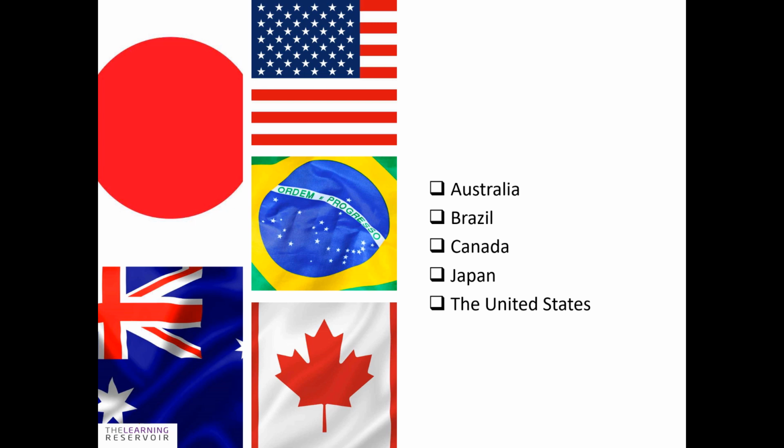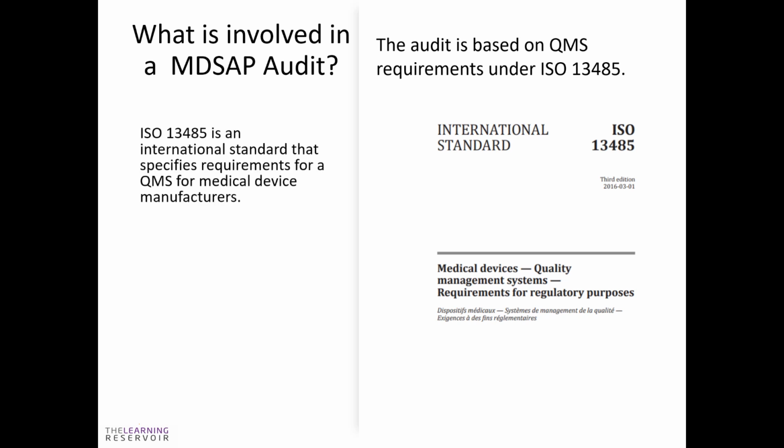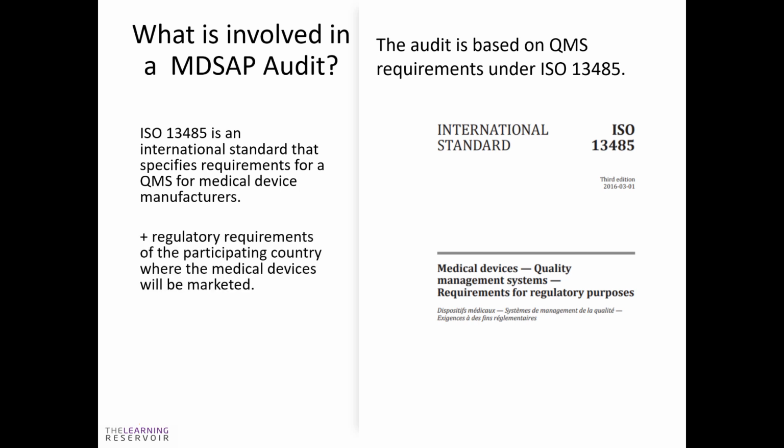But to implement MDSAP in your organization, what does that mean? So what is involved in an MDSAP audit? Well, you're being audited against the ISO 13485 standard, which is the international standard for medical devices quality management systems. So when you're audited, you'll be audited against this standard to check you have the requirements that are in that standard in place, but also the regulatory requirements for the participating country where the medical devices you are selling are marketed. So if you sell your products into those 5 different jurisdictions, when you undergo an MDSAP audit, you'll be audited against ISO 13485, but also the regulatory requirements for those particular jurisdictions. But only one audit will happen for you.